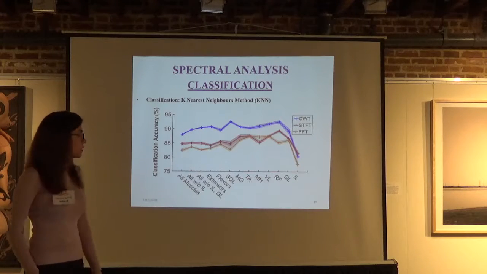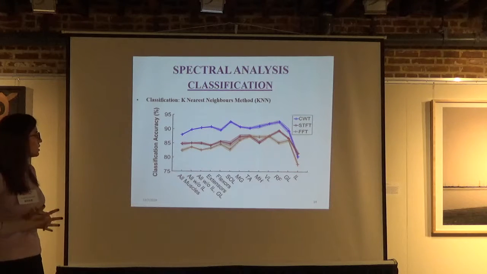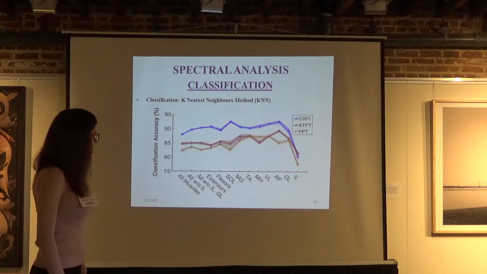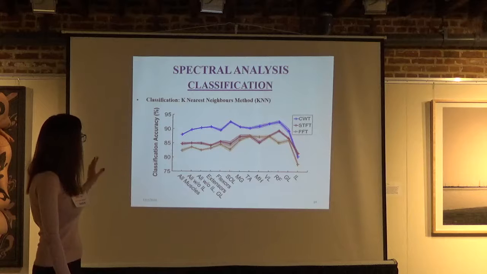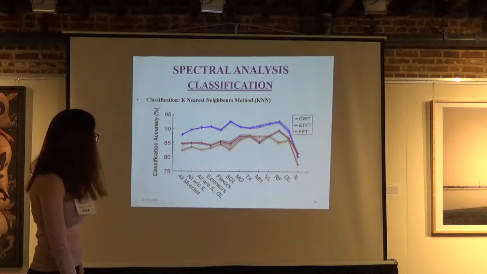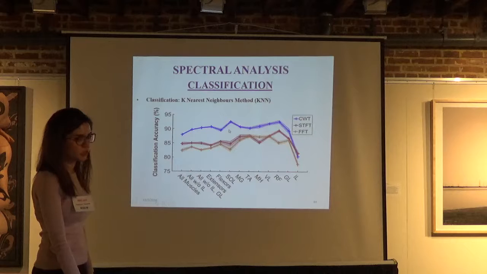So this is the accuracy of the classification for the 3 methods, and you can already see that the wavelet has higher accuracy. And we also calculated the accuracy for all the muscles together and each individual muscle, with soleus showing the highest classification accuracy.